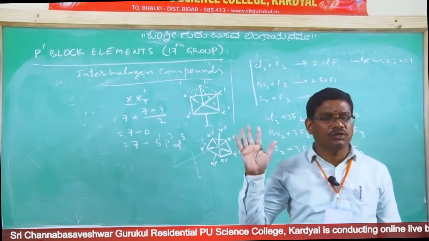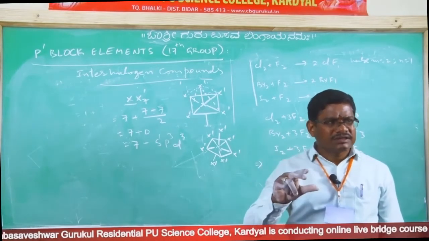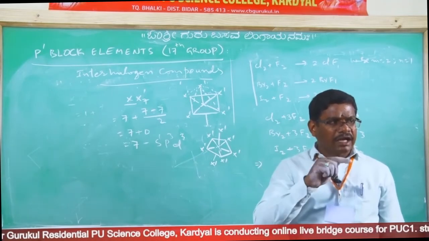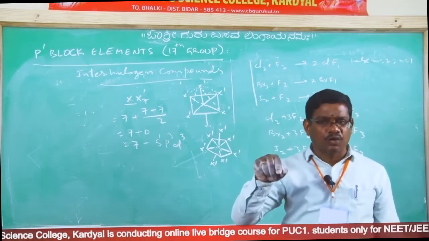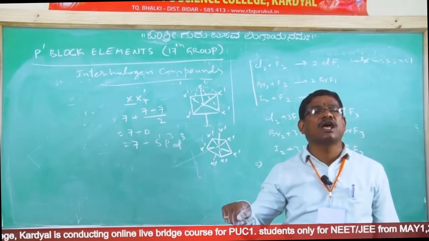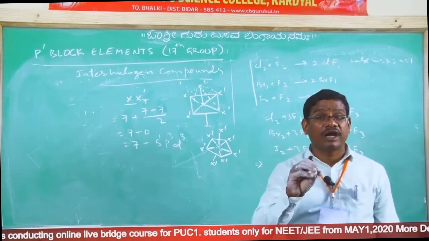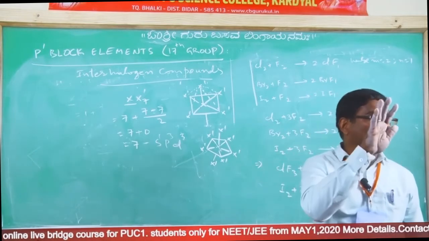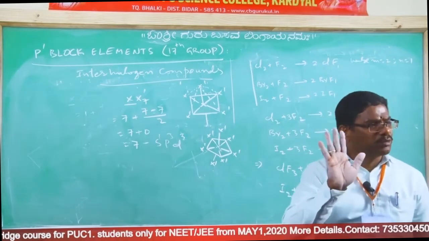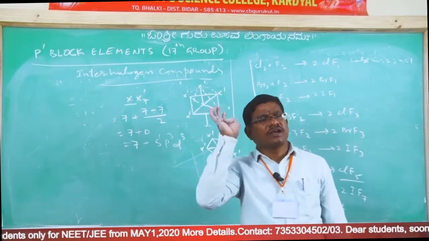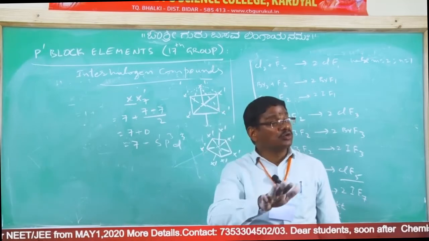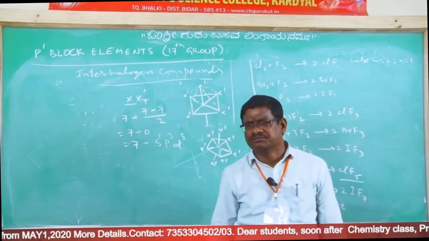more number of atoms in inter-halogen compounds, how is that going to form? As the ratio of atomic radii of larger atomic size halogen to the smaller atomic size halogen increases, the number of atoms present in that inter-halogen compound also increases, stability also increases. Clear na? So this is 17th group elements according to your NCERT.